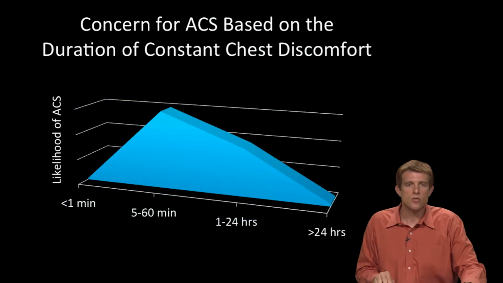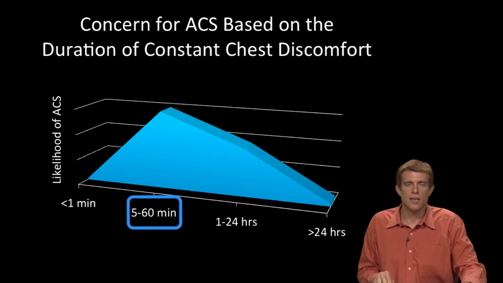One thing on history that is helpful in determining if the patient's chest discomfort is due to ACS is figuring out the length of time that the symptoms have been going on constantly. In patients who've had a very short length of time, so their chest discomfort or pain was less than 1 minute, it's very unlikely to be ACS.